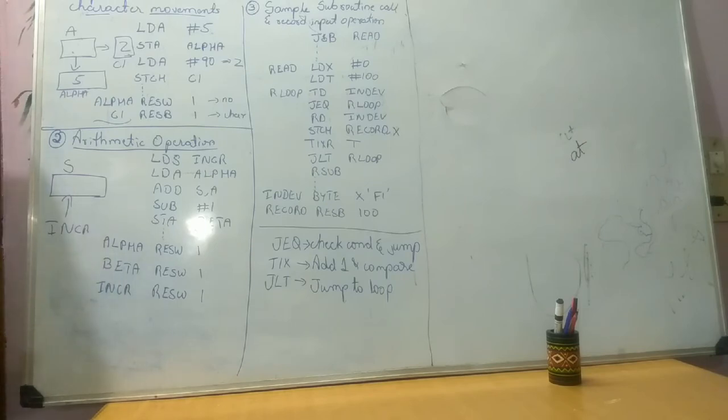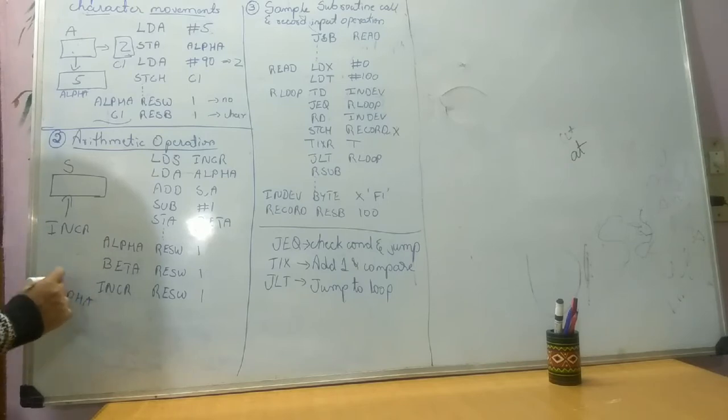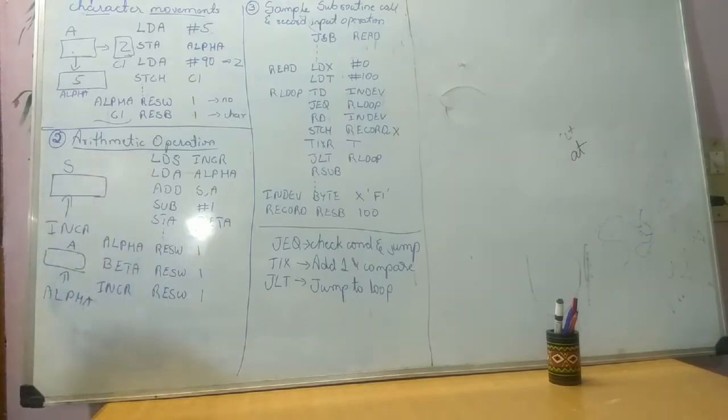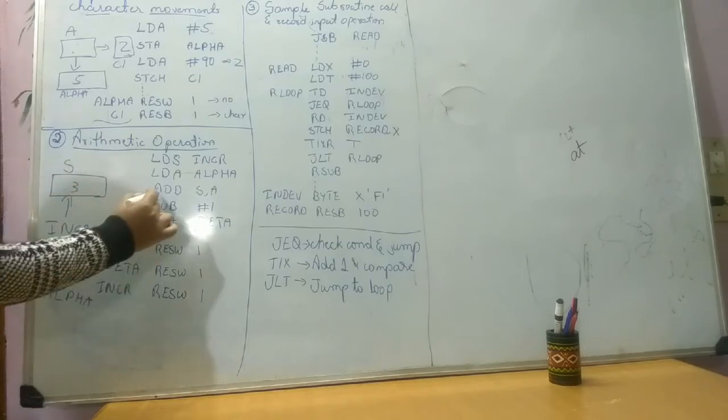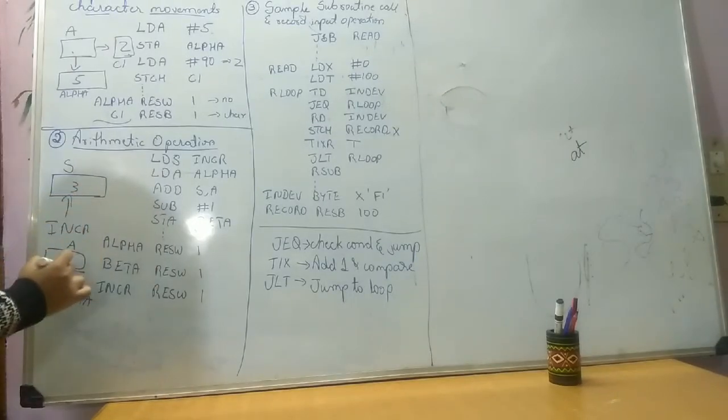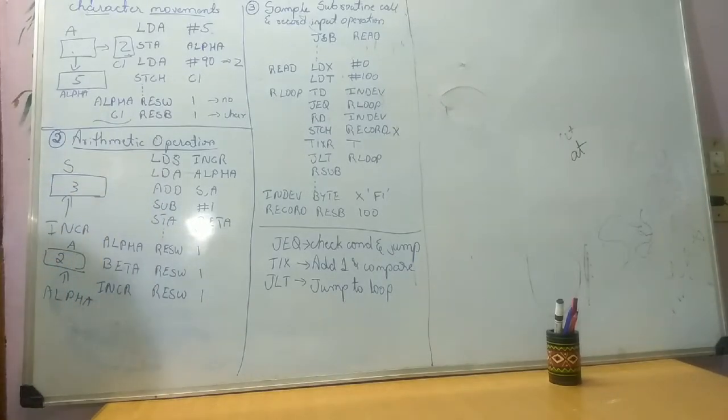Then load the alpha into register A. So what is there in the alpha will be stored into the register A. We are doing it with the value. So now ADDR S and A. Register operation is possible in SIC/XE. Whatever the value may be, it may be 2, it may be 3, these will be added. Add S and A. The values which are there in S and A will be added.